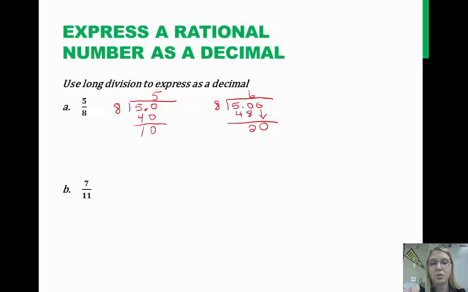8 goes into 20. It goes into that twice. 2 times 8 is 16. I have 4. And notice that I still have this remainder, and I can add another 0 and bring that down. 8 goes into 40 5 times. So notice that I have a decimal here. I'm going to put that decimal right on top in front of the 6. It's directly above where it was next to the 5. So our answer on this is 0.625.